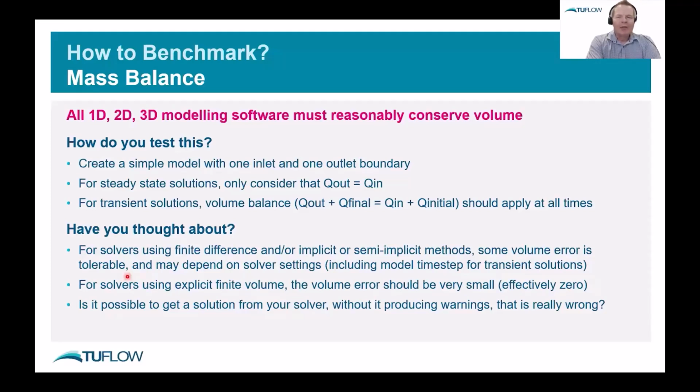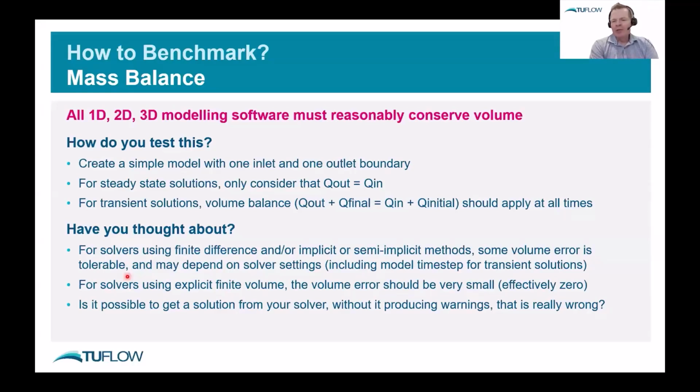So again, you just create a simple test model that's just got one inlet, one outlet. If your solver is going straight for a steady state solution, then all you need to think about is: is my outflow rate predicted equal to my inflow rate? They should match. They should match within 1 to 2%. If they're 10% wrong, you've got a serious issue going on.